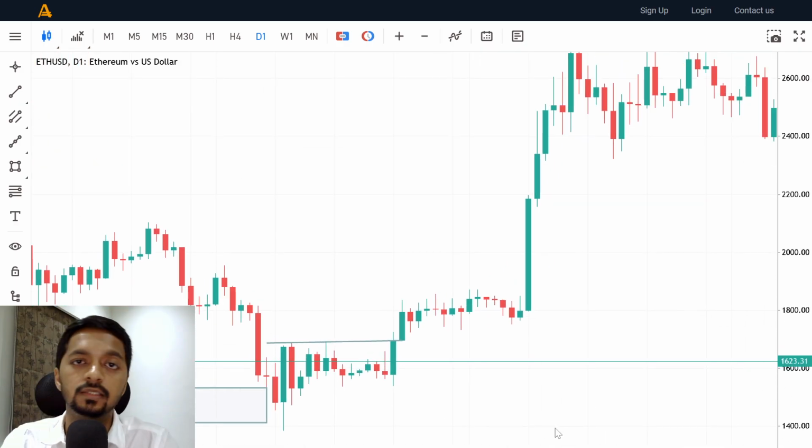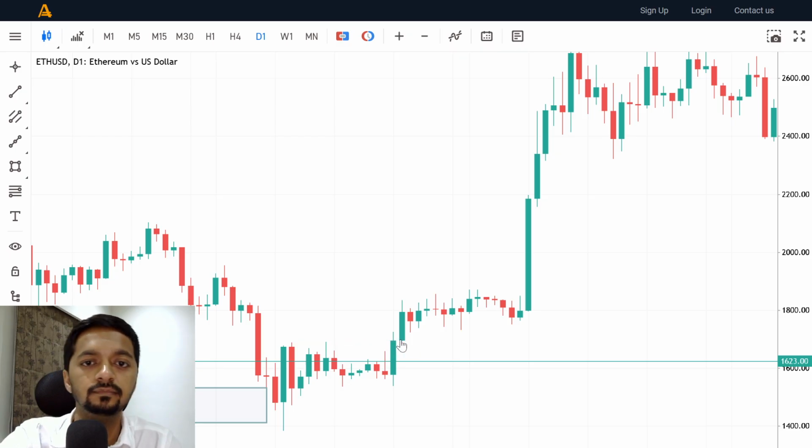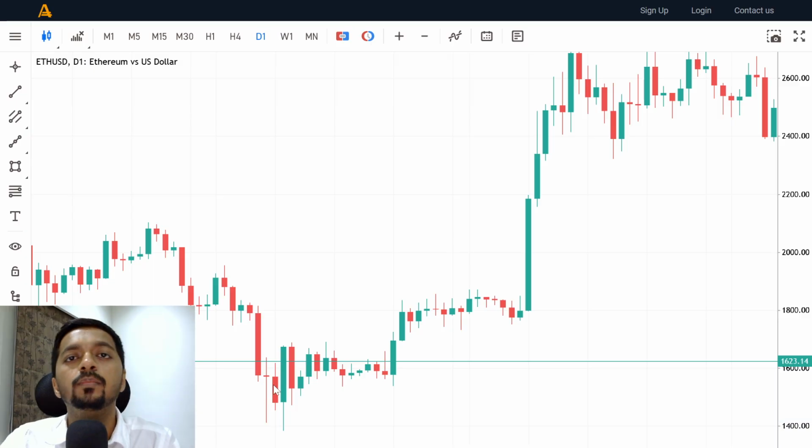First I explained hammer and shooting star, then I explained bullish and bearish engulfing. Now I am explaining the third important pattern, which is tweezer bottom and tweezer top. This is the most powerful pattern that I have ever seen. If you are looking for this pattern on a higher time frame, definitely this will work. This will give you a reward like 1:5, 10, 15.